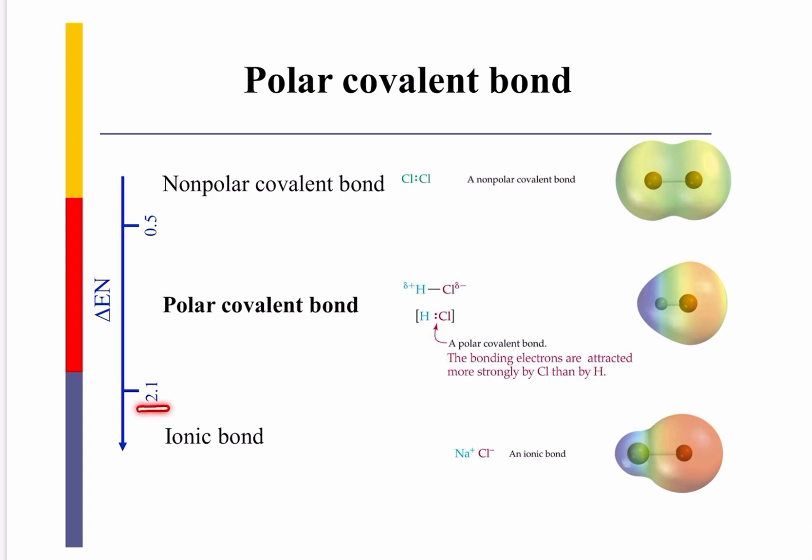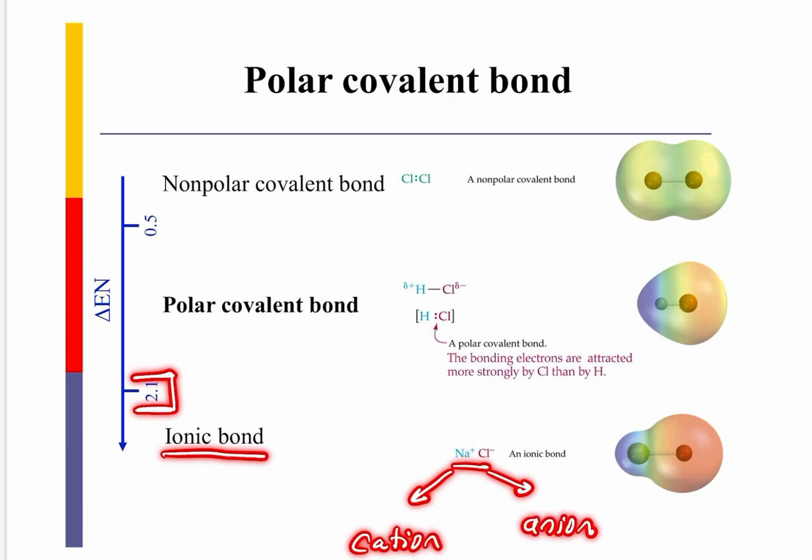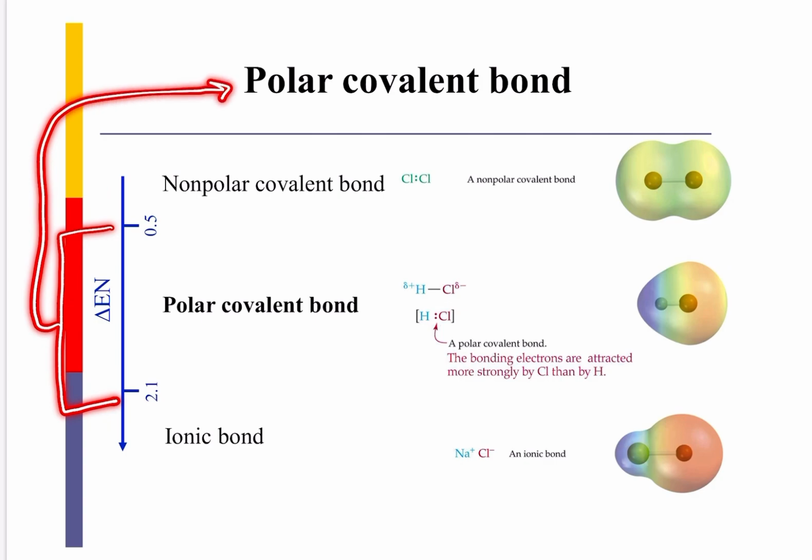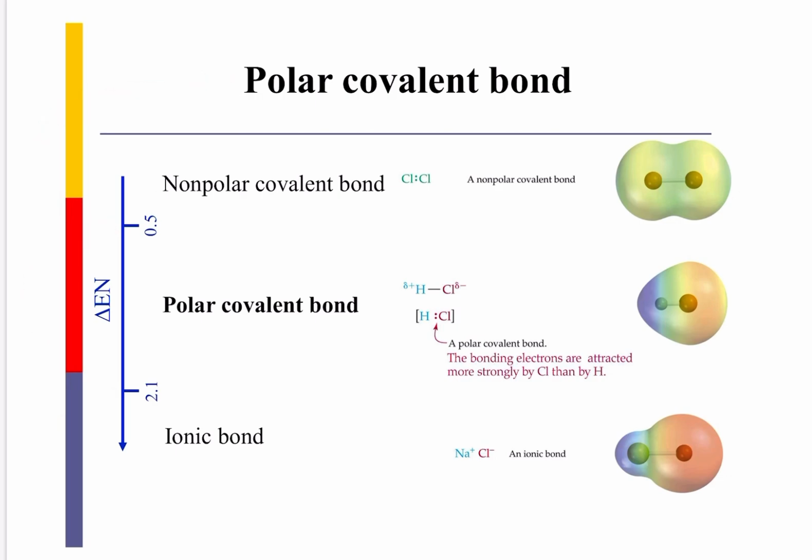But if the difference of electronegativity is more than 2.1, it is an ionic bond. For example, NaCl, sodium chloride, where one of them is the cation and the other one is the anion. Okay, now we understand the main difference between polar and non-polar covalent bonds. In a polar covalent bond, the difference of electronegativity is between 0.5 and 2.1.